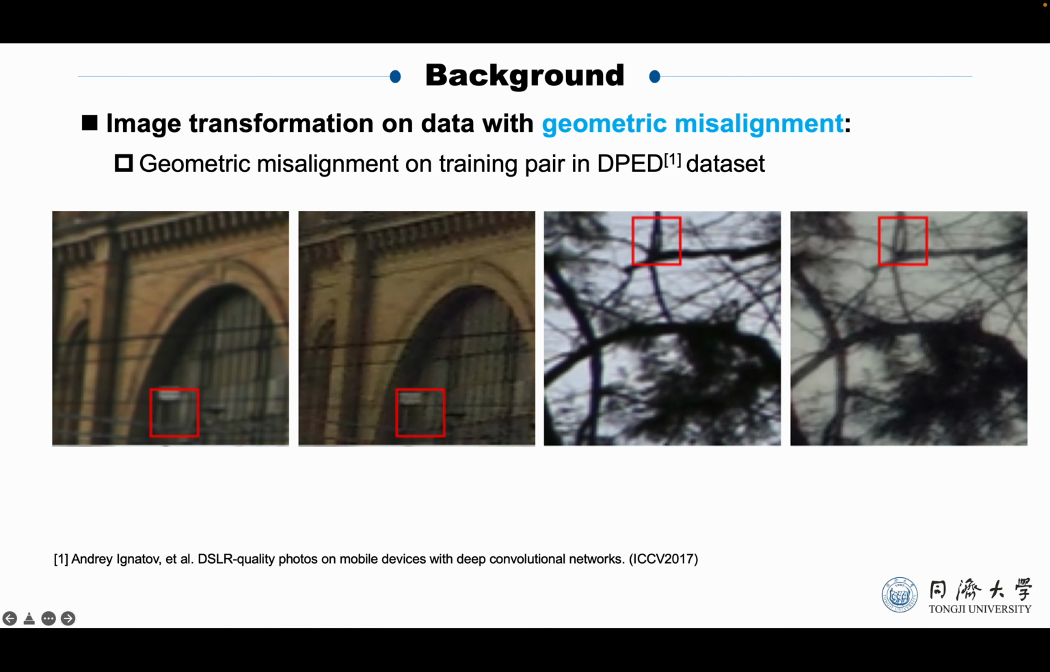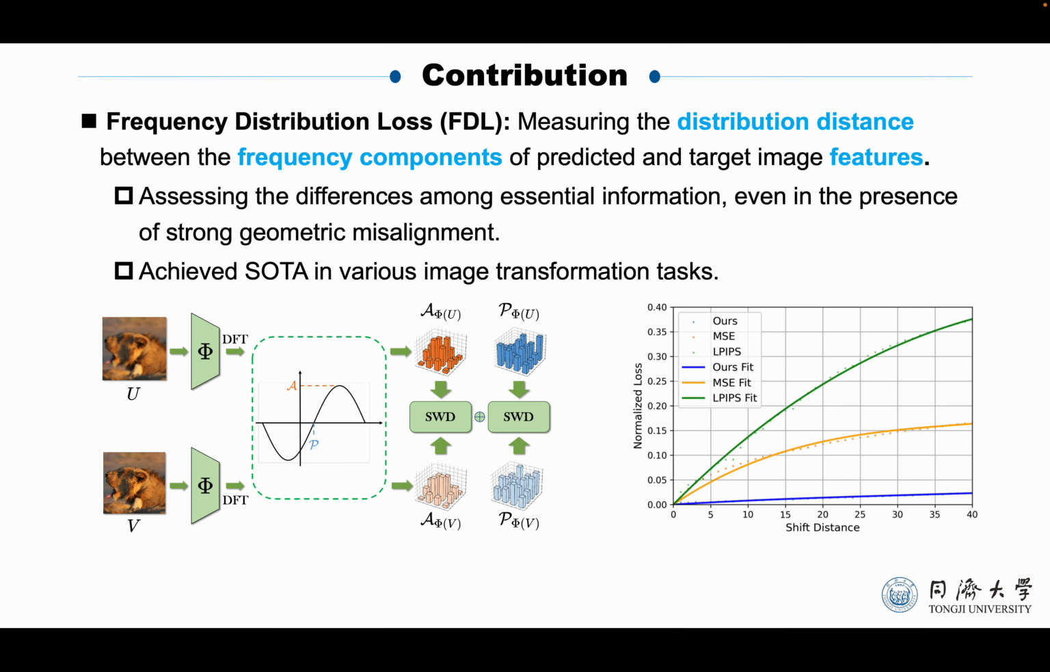This is an example of geometry misalignment in the data taken from a training pair of the DPED dataset. Please pay attention to the portion highlighted by the red box in the image, here and here. Due to the difference in capturing perspectives, there is a noticeable misalignment between the input image and the ground truth. To address this challenge, we propose a novel misalignment-robust frequency distribution loss, namely FDL. In our experiments on various transformation tasks with misaligned data, our proposed FDL achieves state-of-the-art performance.